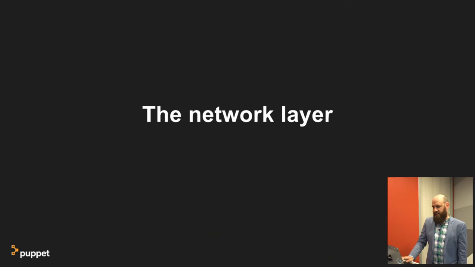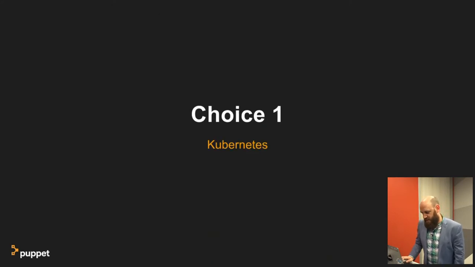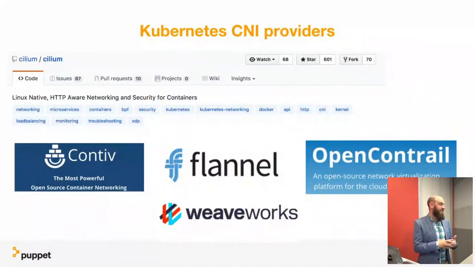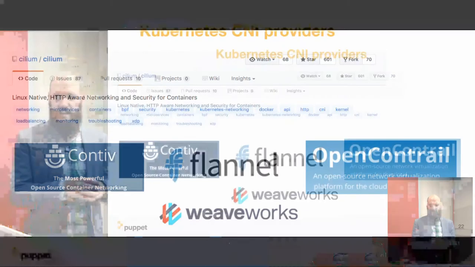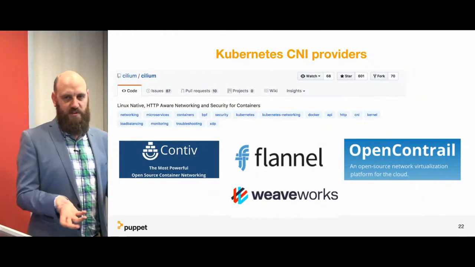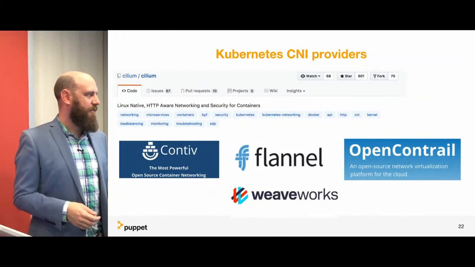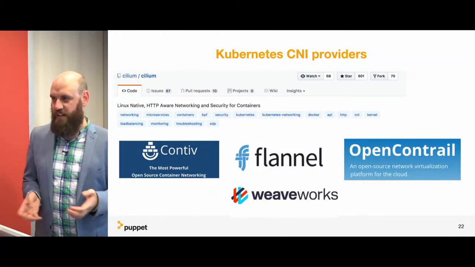So the networking layer, this is where it gets quite interesting. We'll go to Kubernetes first. Kubernetes has a massive ecosystem of networking providers, absolutely massive. You can pretty much do anything on the networking layer on Kubernetes. If you look at Contrail from Juniper, it understands native Juniper VLAN tagging and BGP. OpenContrail is the open source version of it. Flannel, again, has got a heap of functionality around it.